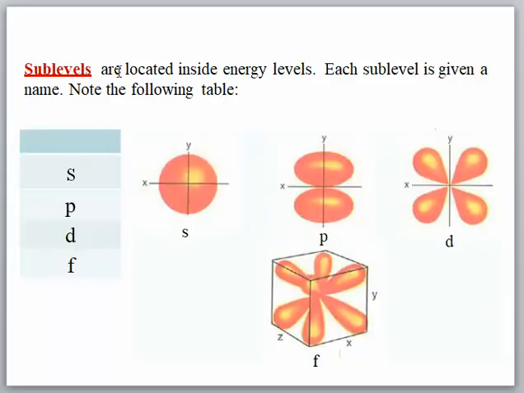The sublevels are located in your energy levels, and then in your sublevels you have a particular shape. And again, your S, your P, your D shape. None of these are necessary that you know them, not at this level of chemistry.